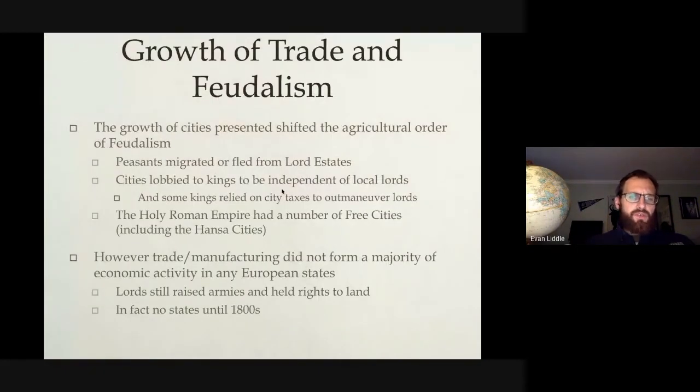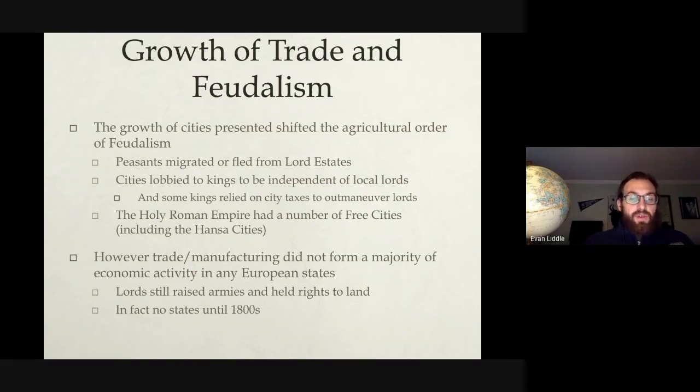Now, all of this growth in trade and cities and manufacturing leads to the question of feudalism, right? Because if feudalism was the order of the day, peasants working on land for the lords, doesn't this mean this upended feudalism? And to a certain extent, it did. Peasants migrated, or in some cases, just ran away from their lords to live in the cities. And cities oftentimes lobbied kings directly to say, hey, we're a rich city. We don't want to be under the control of some local lord. Can we be directly under the control of the king?